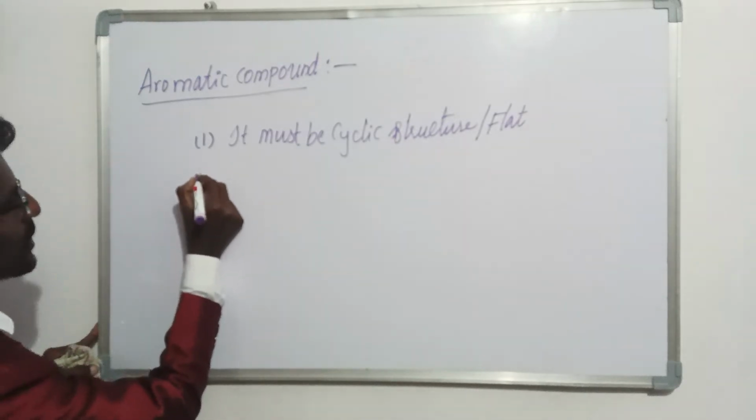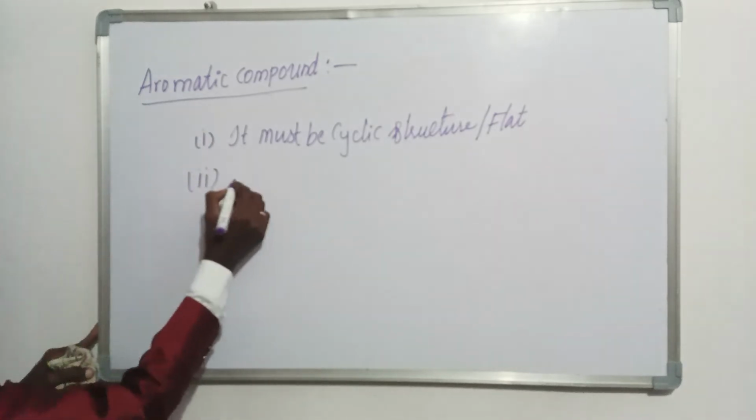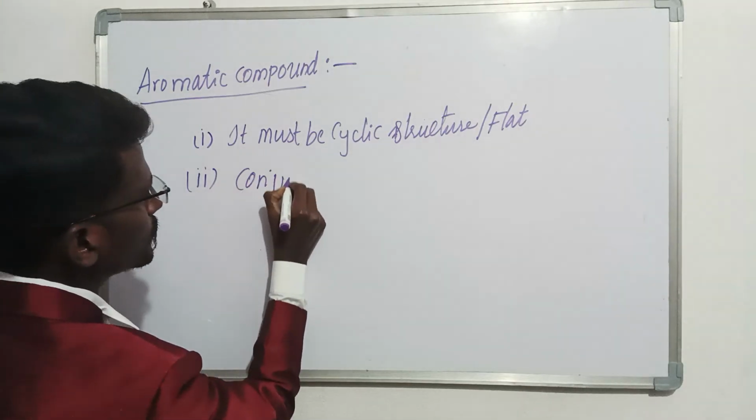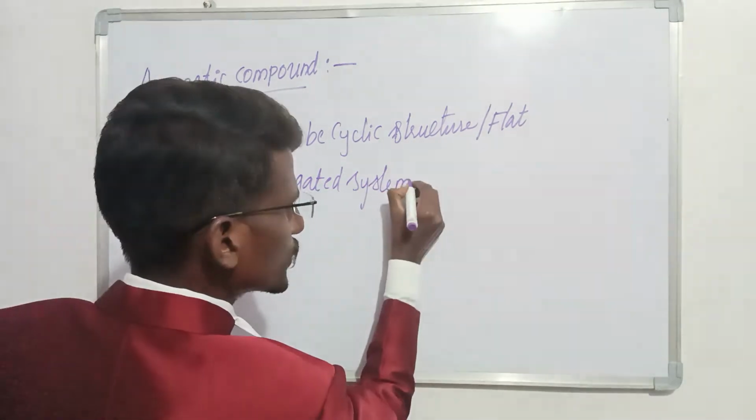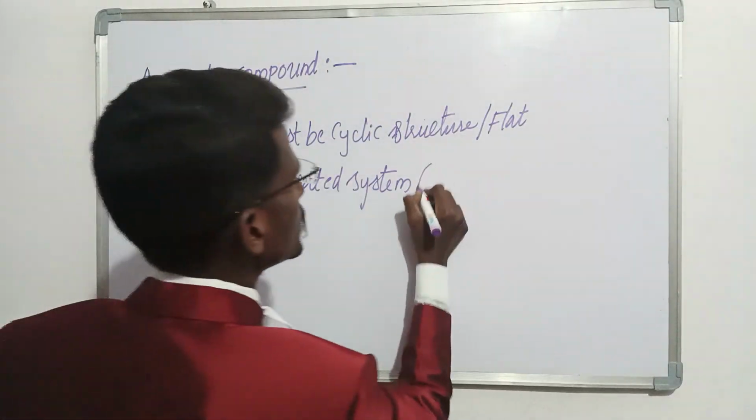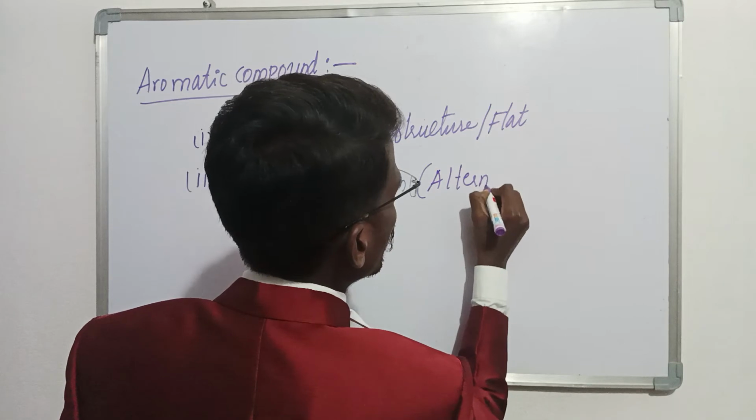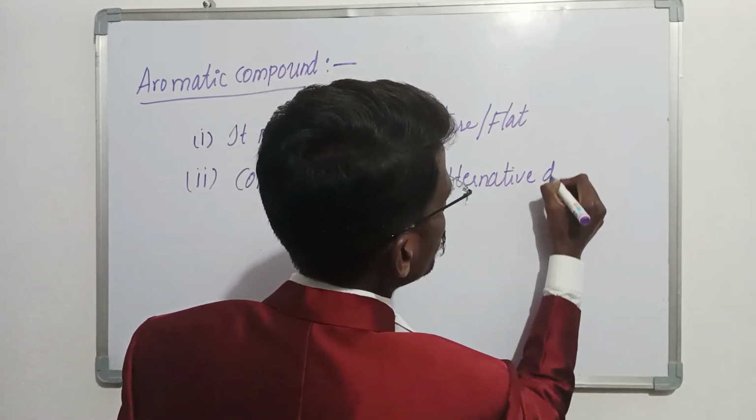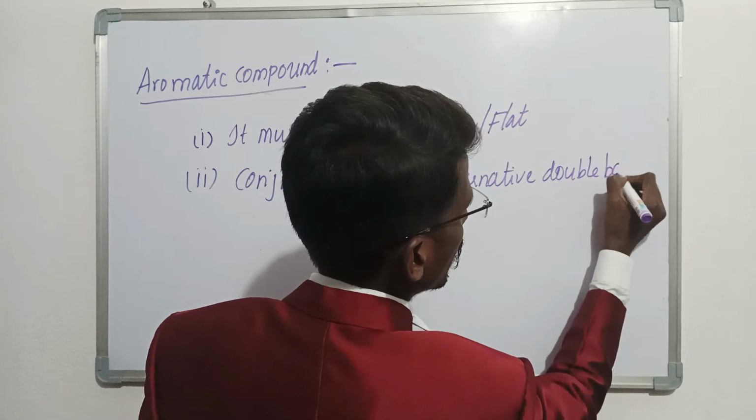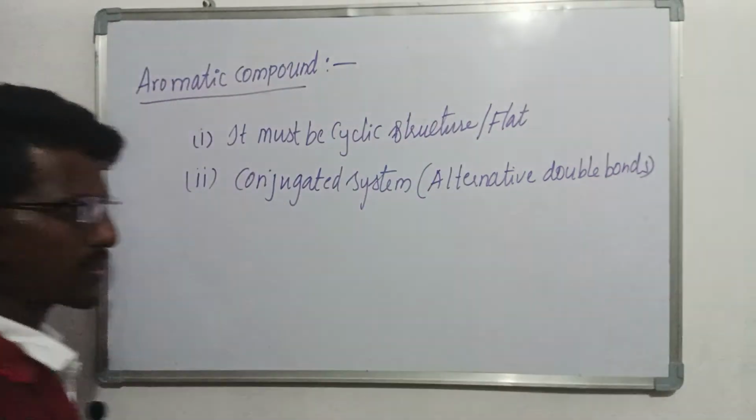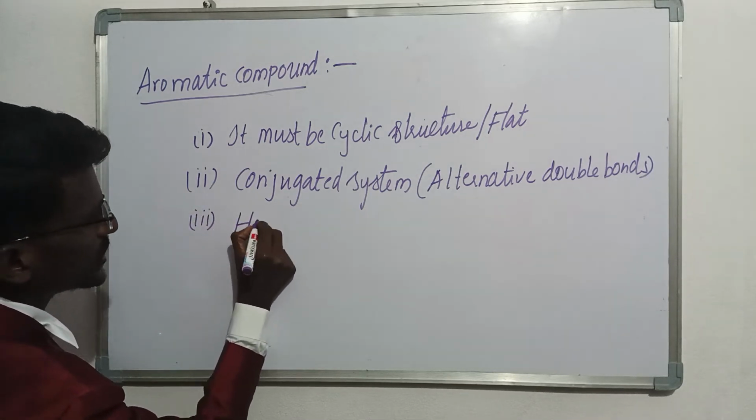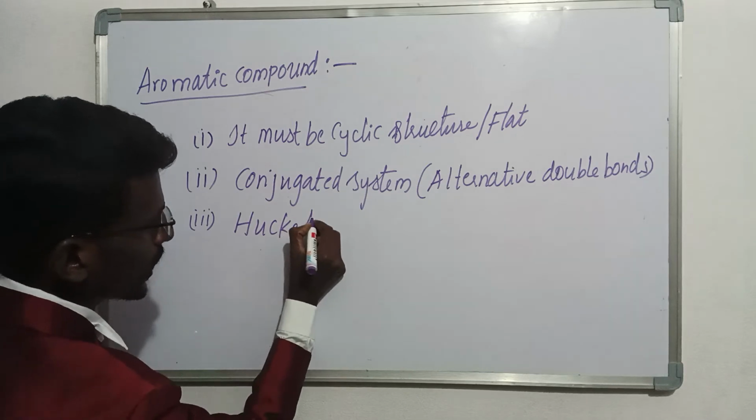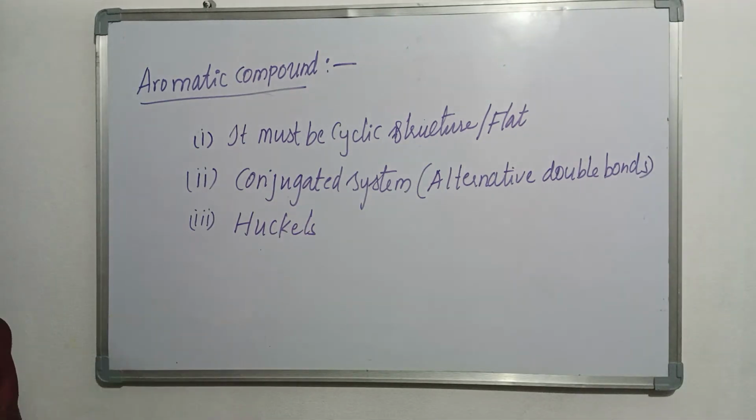Next, it must contain a conjugated system. So what do we mean by a conjugated system? It means alternating double bonds. Then the third one, it must satisfy Huckel's rule. It may be Huckel's rule or Hückel's rule, depending upon your pronunciation. What is Huckel's rule?